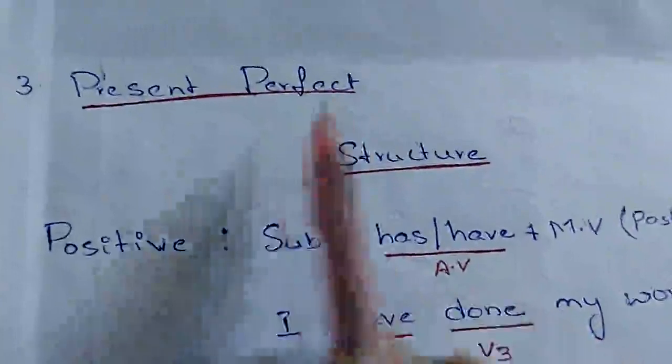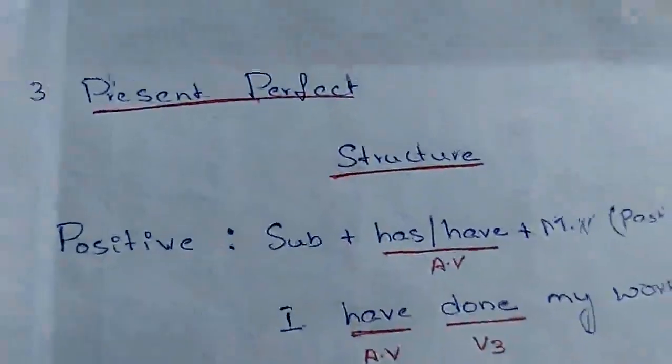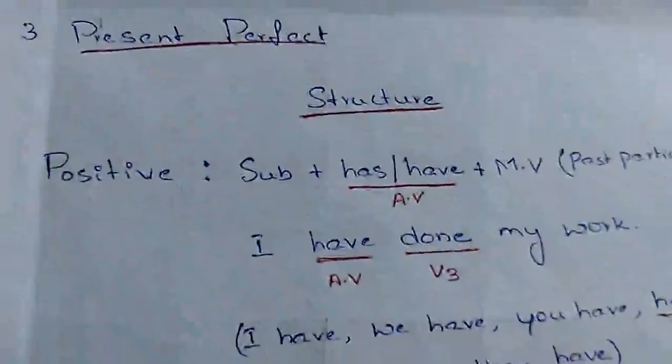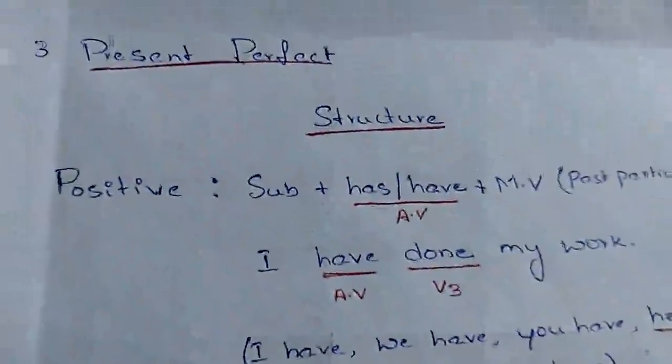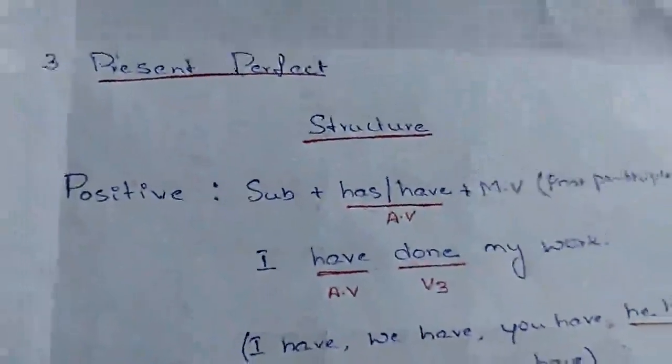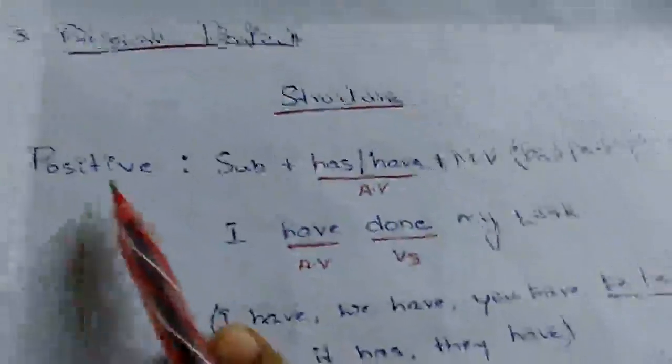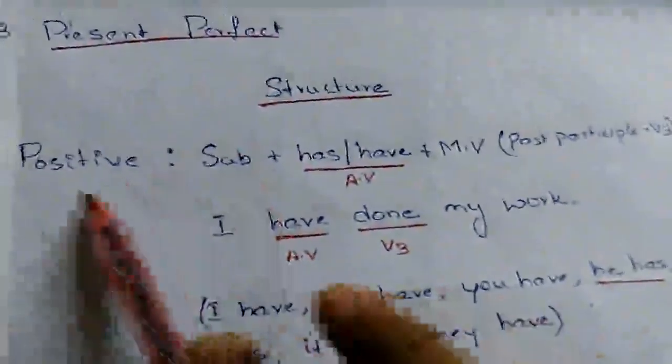Now we take the third type of present tense, that is present perfect. So what is the structure of present perfect and what is the helping verb that we use to construct a sentence in present perfect? It is have forms. So here see the positive sentence structure, the structure of a positive sentence.